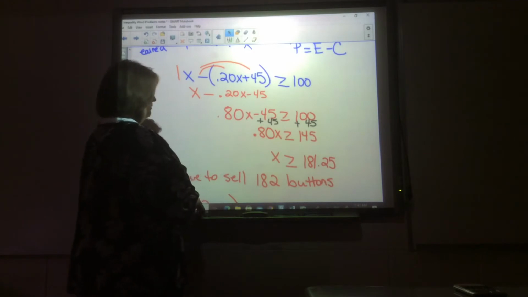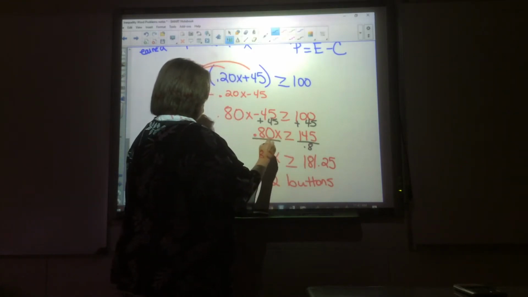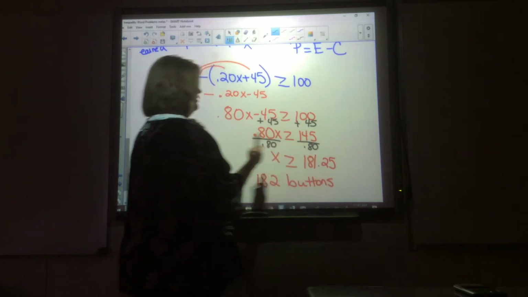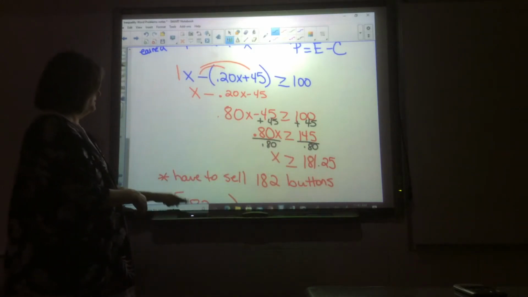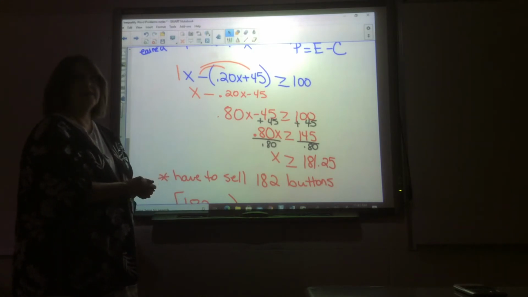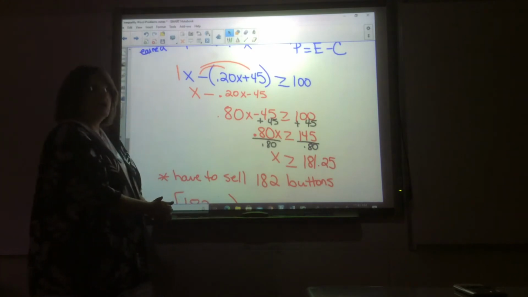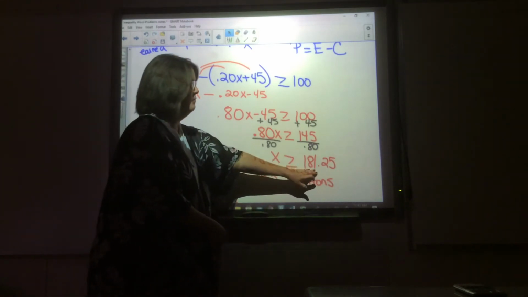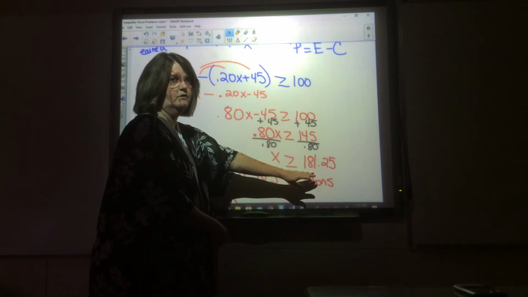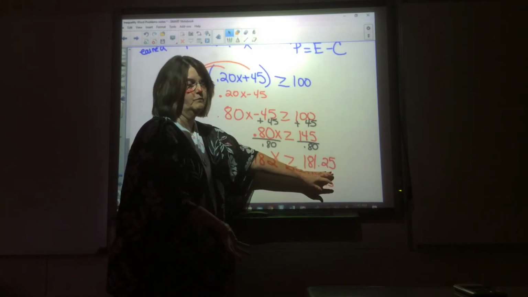And when I divide 145 by 0.8, that's going to give me 181.25 buttons. So I've got to sell 181.25 buttons in order to make $100. Now, you can't sell 0.25 of a button. You either sell the whole button or you don't sell a button at all. So I can't say 181, even though that's how we like to round things. We like to, because this is not 0.5, so we think we need to round down.